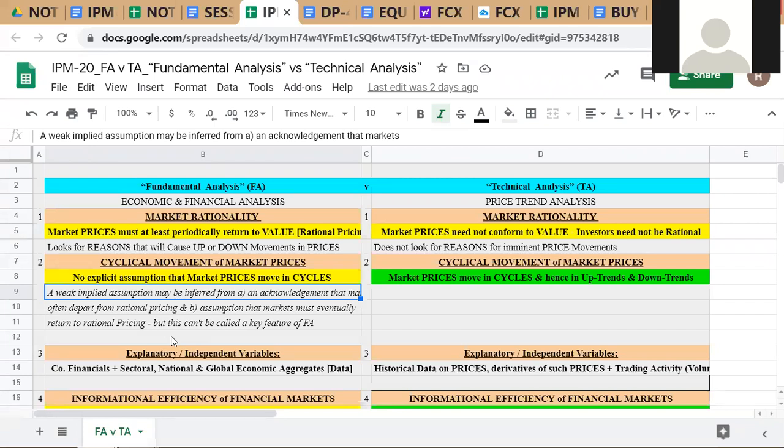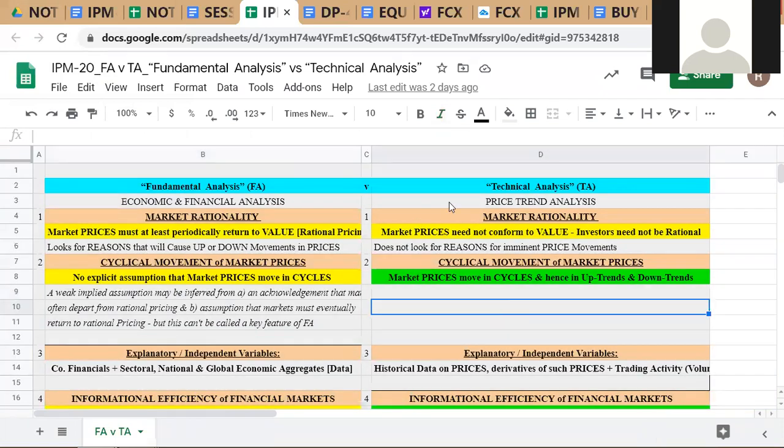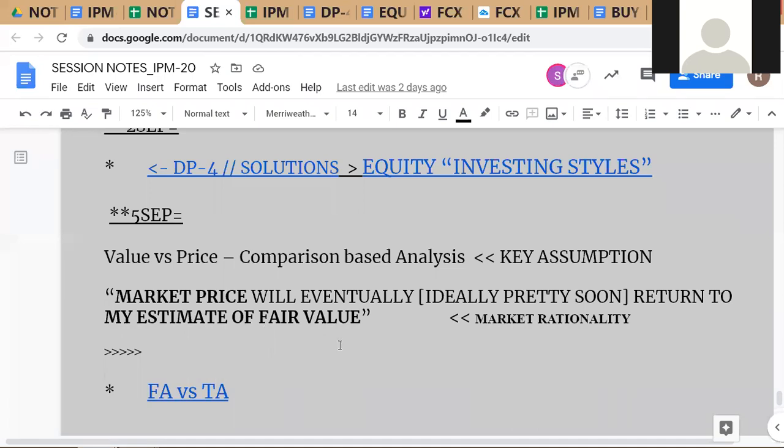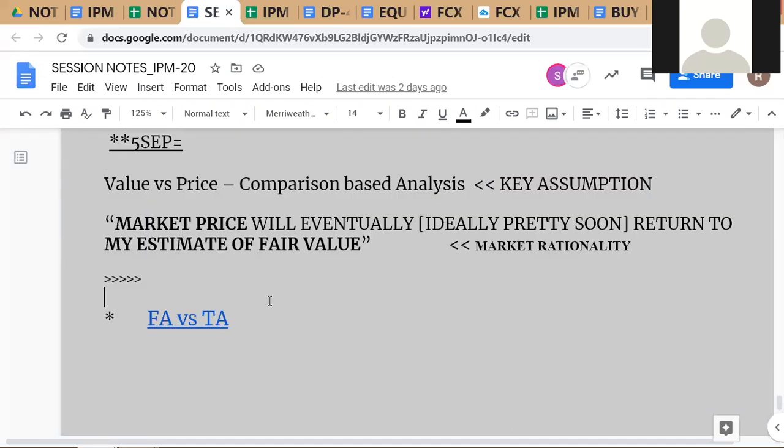It's so small that even I can't read it on my own screen. Anyway, let's understand this first assumption, but let me just make it a little bigger for my own sake. It's not going to look so pretty now, because right now it is organized nicely. We are trying to understand the differences between FA and TA, which you can see in your session notes. This is essentially the next topic, and that's why I recapped this from the previous session.